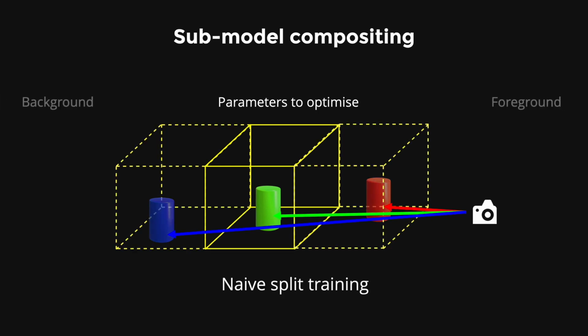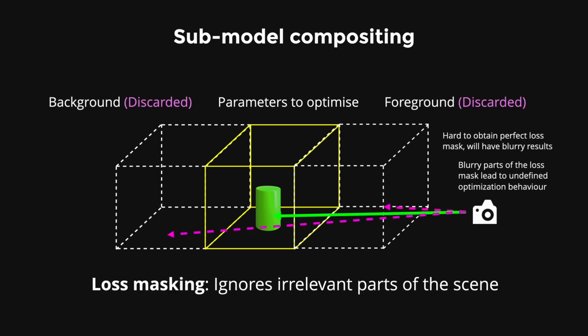In naive split training, say if we're only optimizing the parameters in the central partition, the 3D Gaussians of the other partitions of the model are no longer present. However, since we're still using the same training image unmodified, we now have camera rays from our image that correspond to non-existent geometry, subsequently causing artifacts. Loss masking simply tries to filter out these rays according to its understanding of scene geometry, but suffers from the issues that we mentioned earlier.